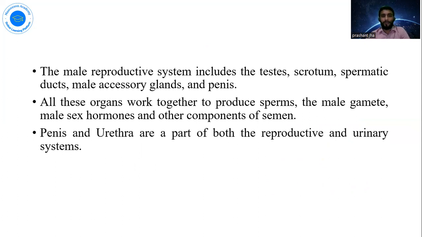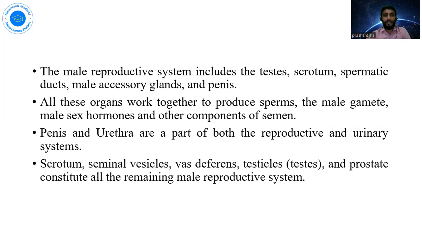Penis and urethra are part of both the reproductive as well as the urinary system. Scrotum, seminal vesicles, vasa deferentia, testicles, and prostate constitute all the remaining male reproductive system.